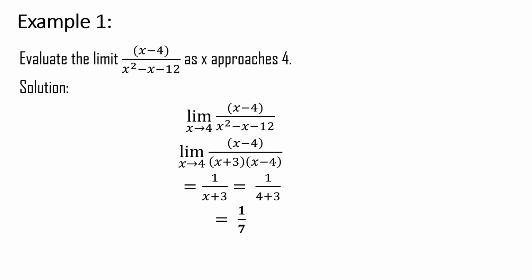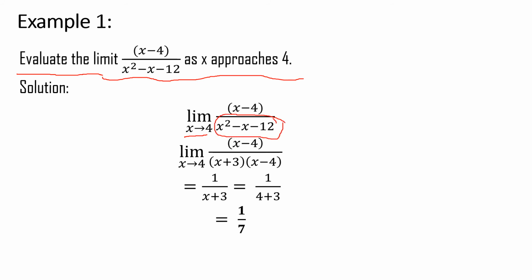Applying the concept of the limit theorems, let's deal with example number 1. We're asked to evaluate the limit of x minus 4 over x squared minus x minus 12 as x approaches 4. So there is a given limit here where x approaches 4, and we're asked to find the value of this limit. In this case, we need to simplify first this denominator.